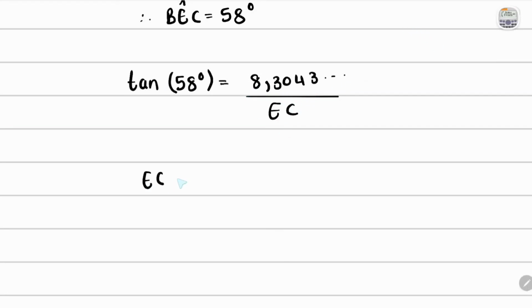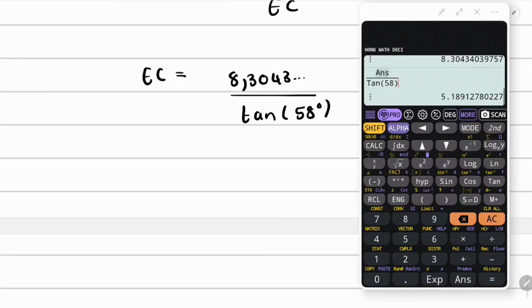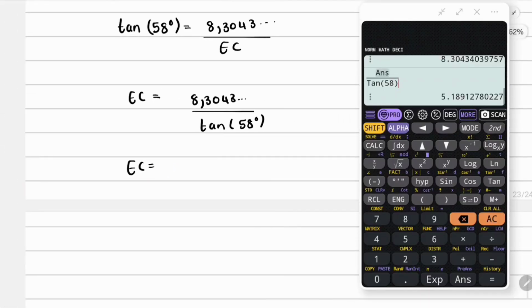So you'll have EC is equal to, and then you want this to leave so that EC is on its own. This is currently on the numerator because it has the natural denominator of 1. So this is still in the numerator, 8.343. And then we're going to say, that's not degrees, that's a side. Okay, and that's going to be tan 58 degrees over tan 58 degrees. And let's find EC.